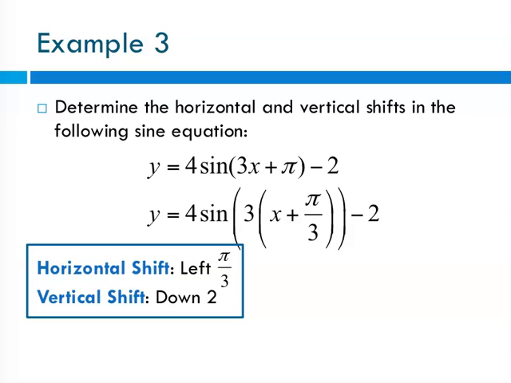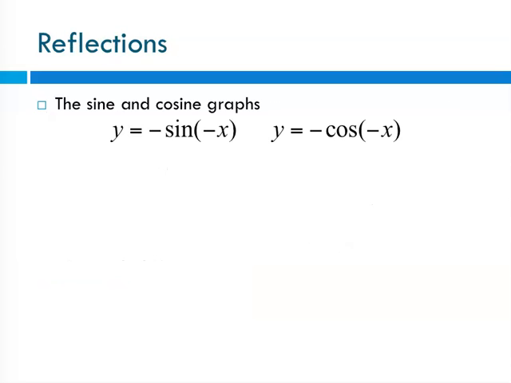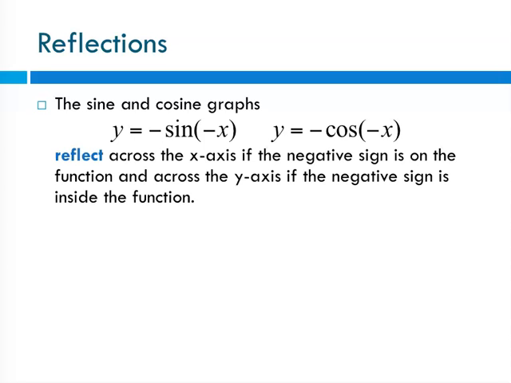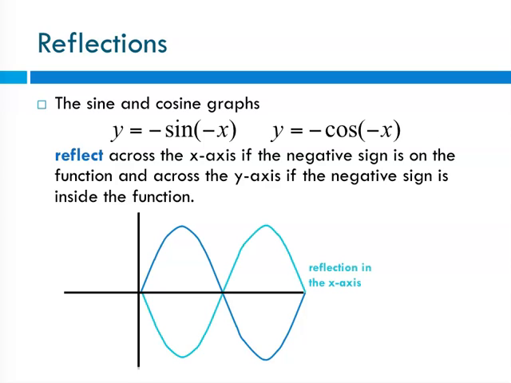All right, lastly, we're going to talk about reflections. So if you have negatives either on the function itself or inside of the function, they will be reflections either across the x-axis if the negative sign is on the function, and across the y-axis if the negative sign is inside the function. So here's an example of our sine function, and if we had a reflection across the x-axis, that's what it would look like.